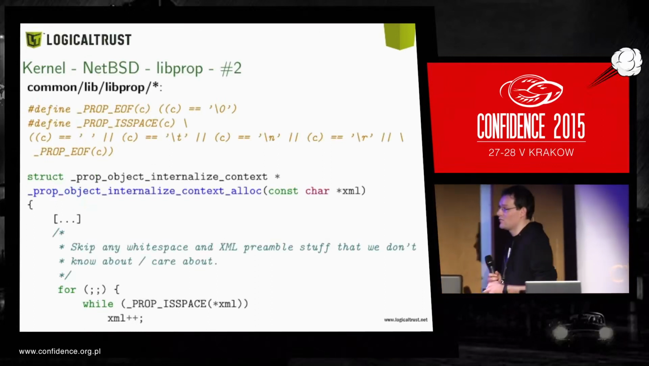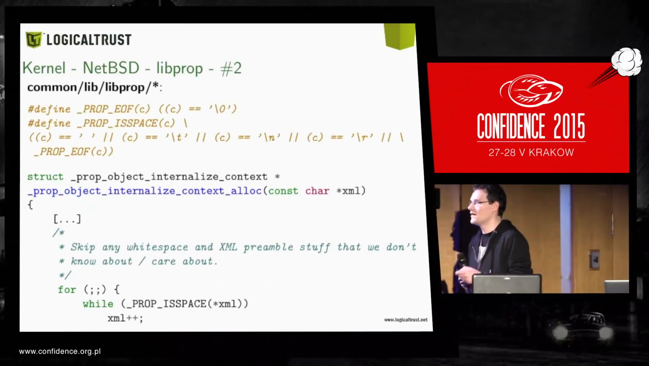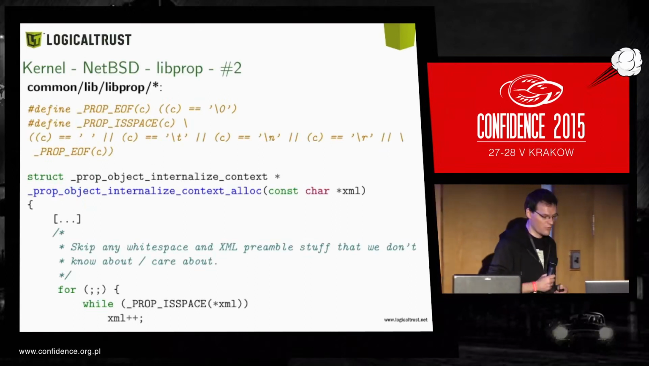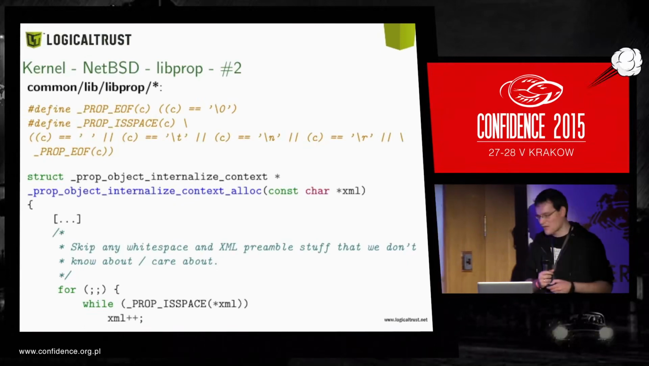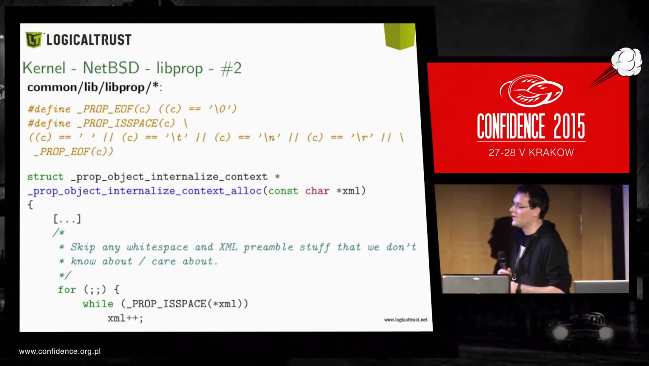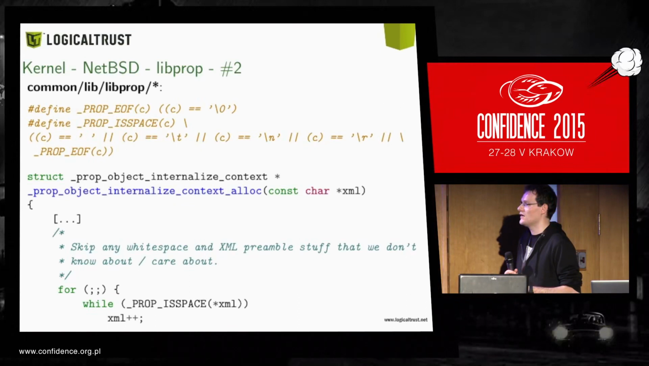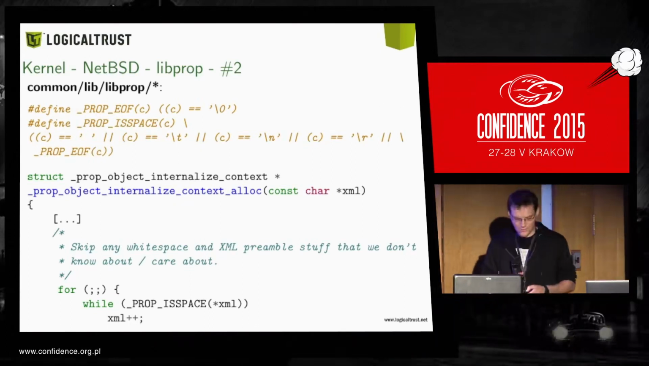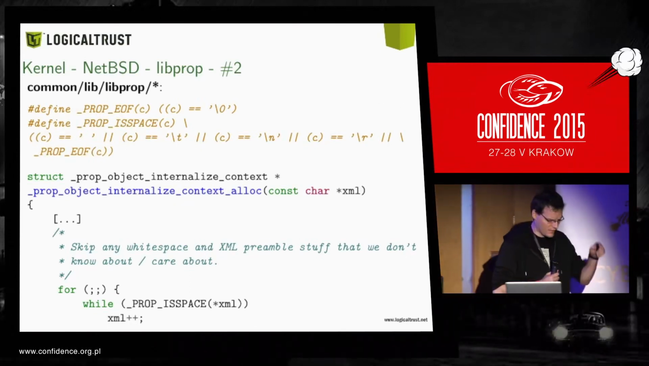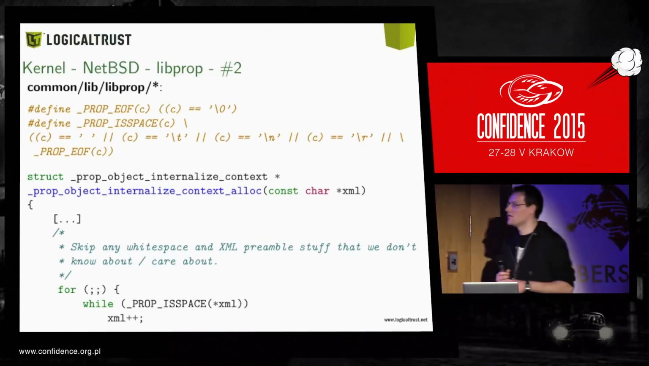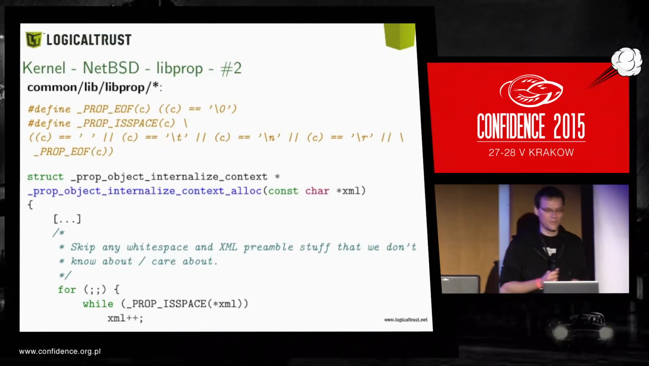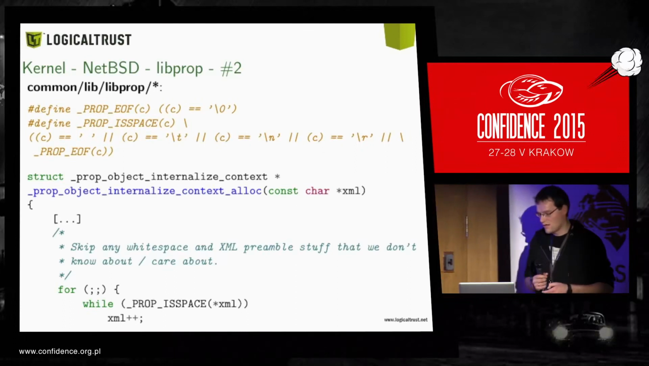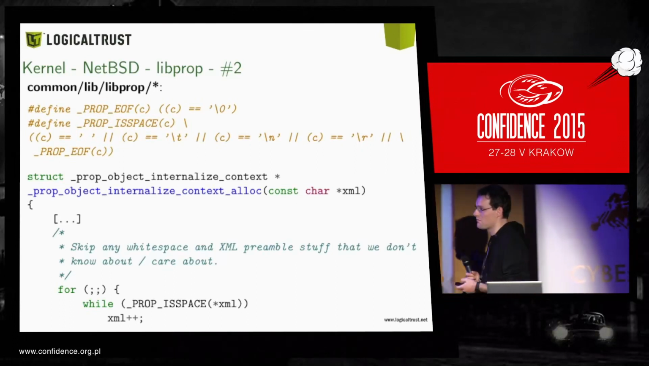And this is another example. This is a bug in the library which is used to exchange data between user land and the kernel in some structured way. You use plist or something like that by Apple standards, and here is the loop that can hit an unmapped page and make the kernel panic.